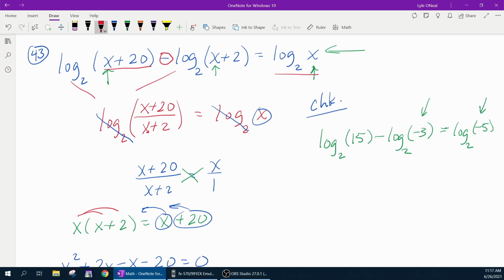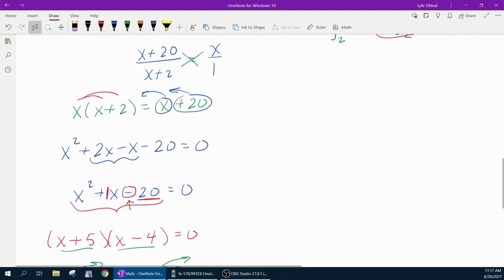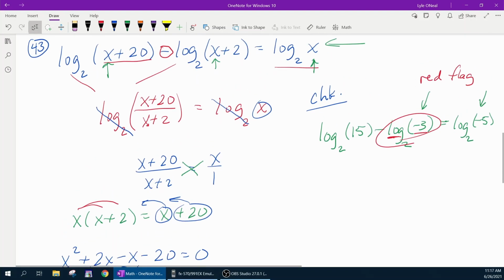Now, what does that mean by a red flag? What that means is that anytime you end up taking the log of a negative number, that's not going to work. Okay, make a note of that. You cannot take the log of a negative number. So this is not going to check out because this gives us either an error on the calculator or an undefined situation. And so that means that -5 is not going to be a solution. And we probably do need to go ahead and check the +4 just to make sure that it's not no solution, because that is also possible.